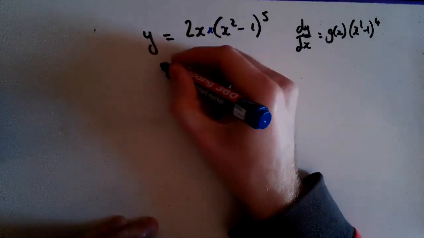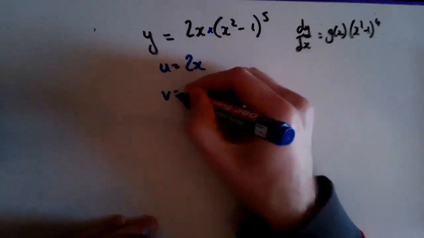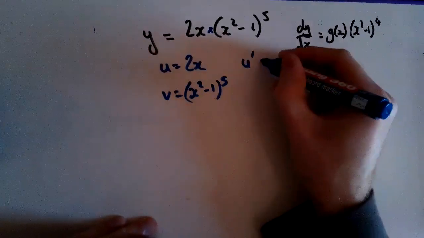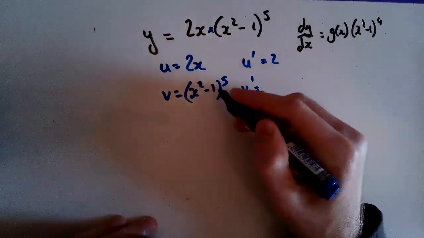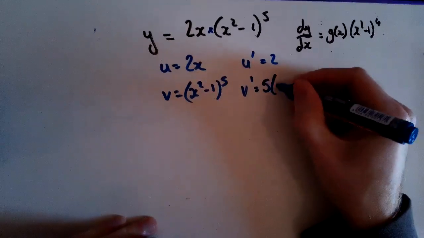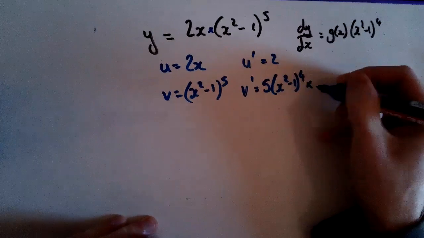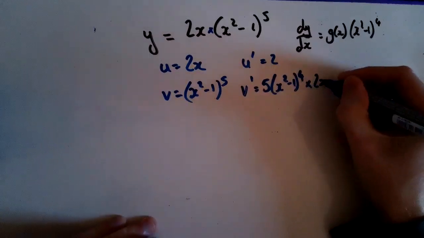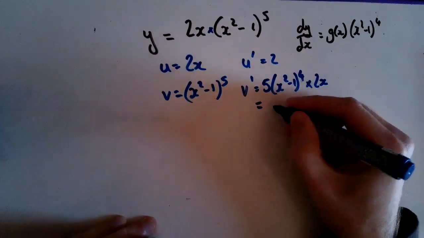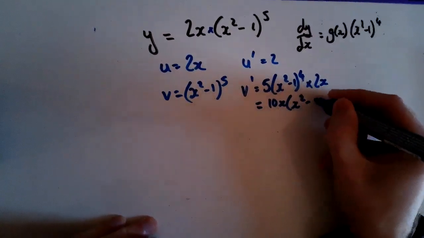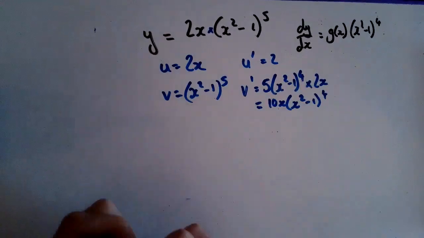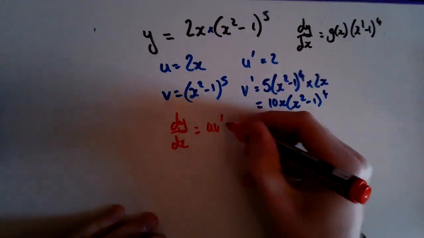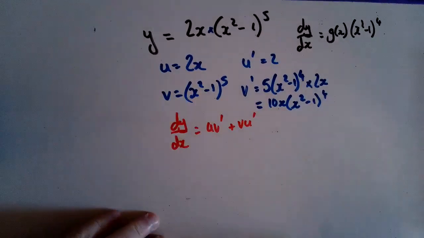So that means we need the product rule, so we need a u and we need a v. We need to differentiate them both. So 2x goes to 2. Just differentiate this: remember, power goes to the front, take away 1 from the power, then you need to remember the times by the bracket, the substitution. So x squared take away 1 differentiates to 2x. So that's 5 times 2x is 10x, (x squared minus 1) to the power 4. Remember, write down the rule. So dy by dx is uv' plus vu'.